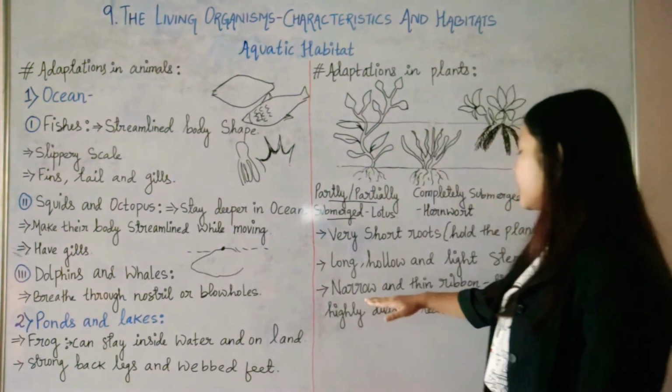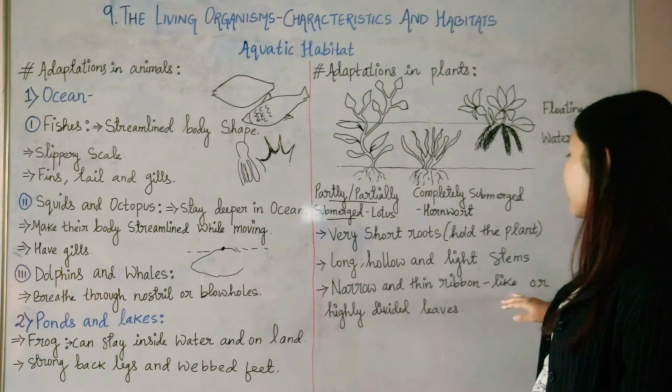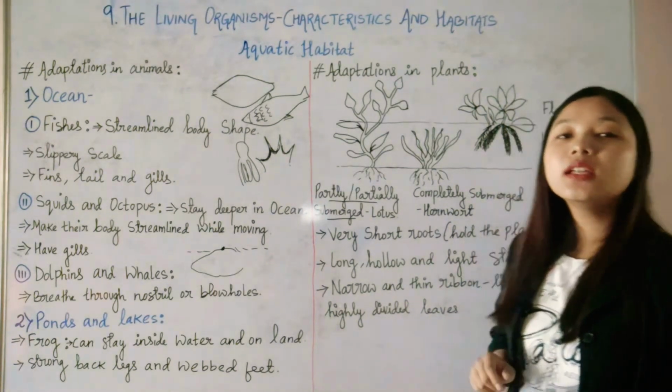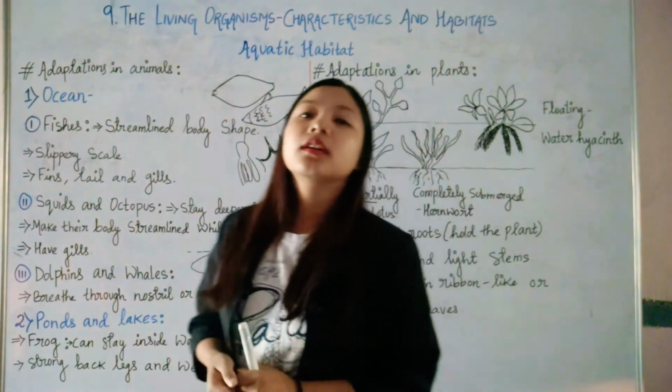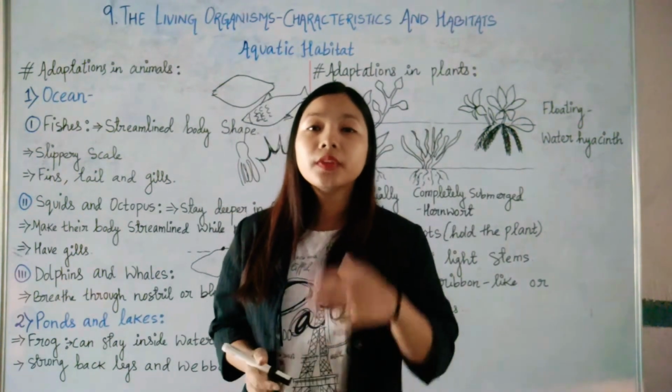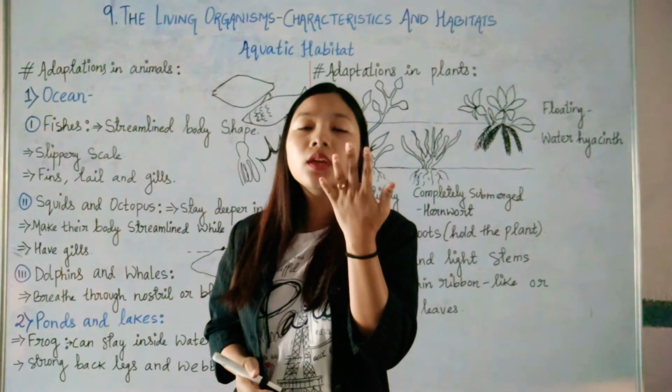Next is narrow and thin ribbon-like or highly divided leaves. Now the leaves in water plants, just like the stem, if they are very wide, very big, what will happen?